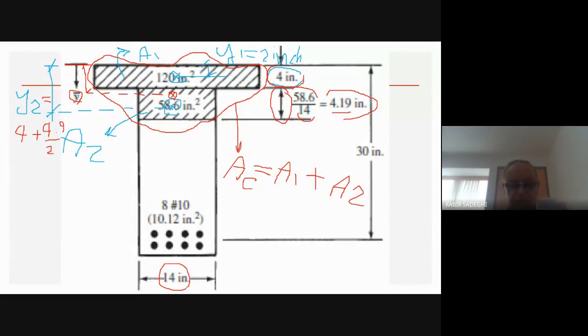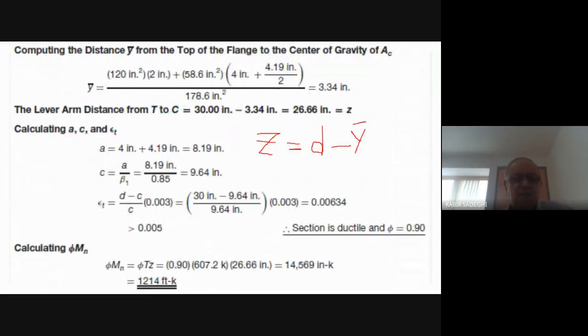Therefore, if I go to the previous example, the previous slide, you see here we calculated y bar. You know that y bar formula, if you have any, doesn't matter, you have the summation of Ai, if you have i elements, times yi, over the summation of Ai.